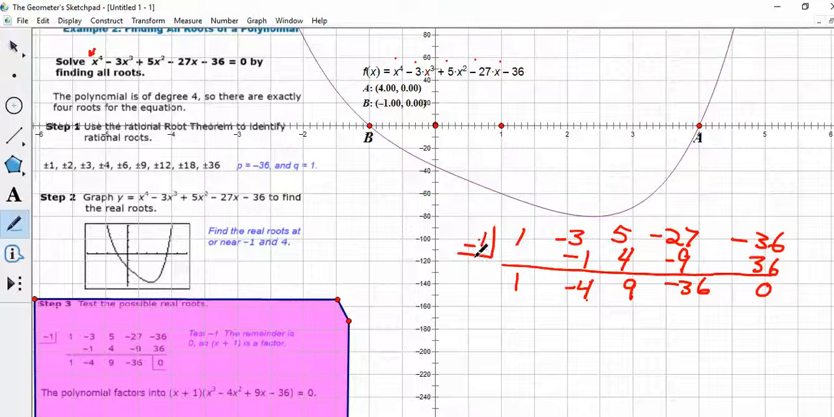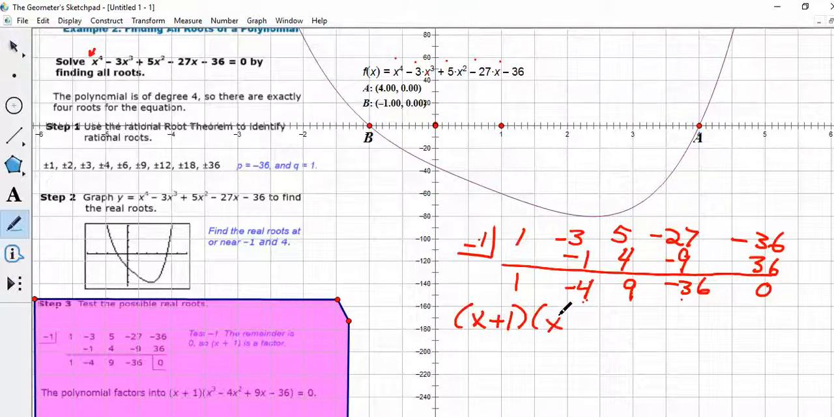So that's good. That means that x plus 1 would be one of the factors. You use the opposite sign, because x plus 1 equals 0, you'd solve that for x and you'd get -1. Now, what is the rest of it? If x plus 1 is a factor, the coefficients along the bottom here are going to be what remains after you factor x plus 1 out.